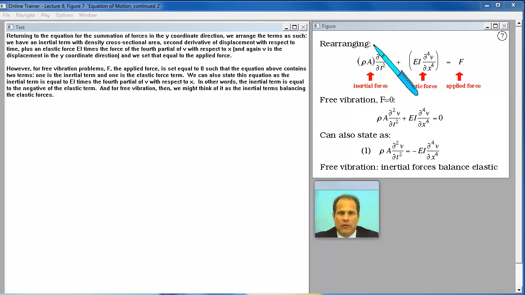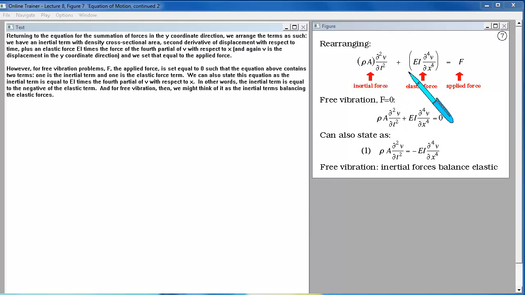Returning to the equation for the summation of forces in the y-coordinate direction, we arrange the terms as such. We have an inertial term with density, cross-sectional area, second derivative of displacement with respect to time, plus an elastic force, EI, times the fourth partial of v with respect to x, and again v is the displacement in the y-coordinate direction, and we set that equal to the applied force. However, for free vibration problems, F, the applied force, is set equal to 0, such that the equation above contains two terms. One is the inertial term, and one is the elastic force term.